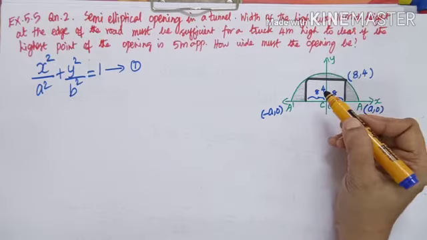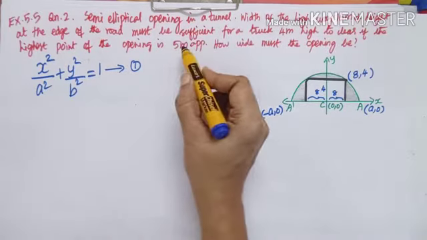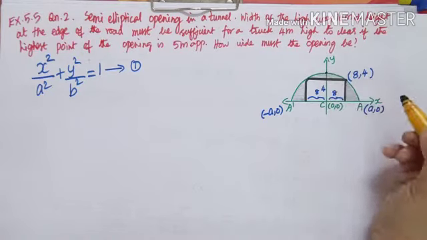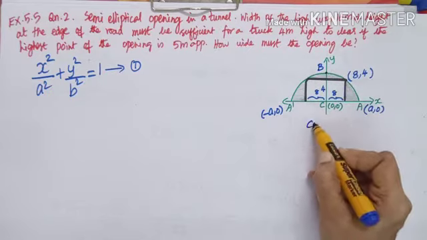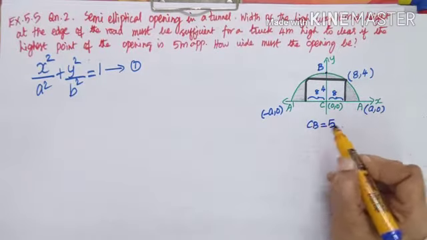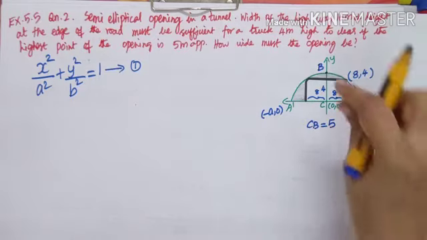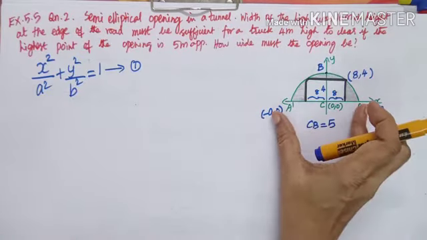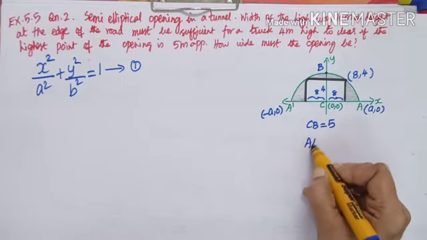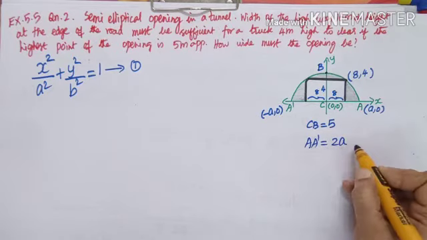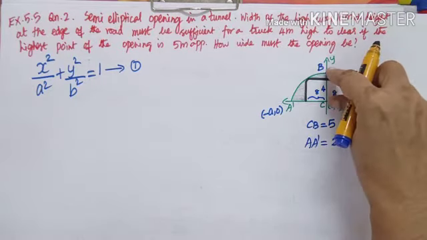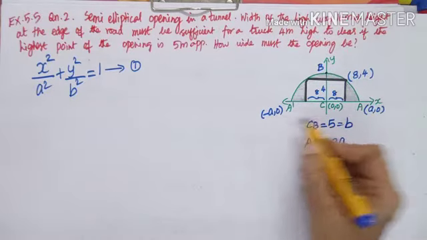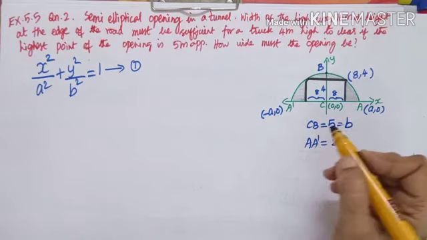What is given? The highest point of the opening is 5 meters. This is the highest point, so let me call this point B. CB equals 5 meters approximately. So CB is the length b, and AA dash is nothing but 2a. Remember, that is the major axis. AA dash is 2a and CB is the height that I call b. In this question, a is not given. We have to find out a.